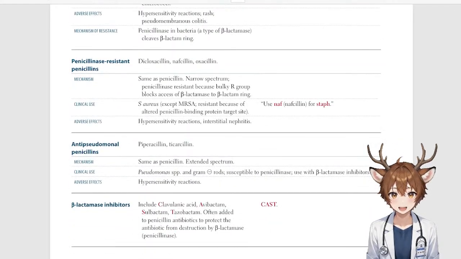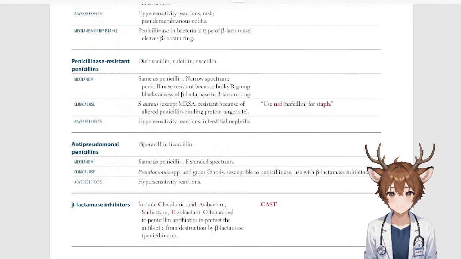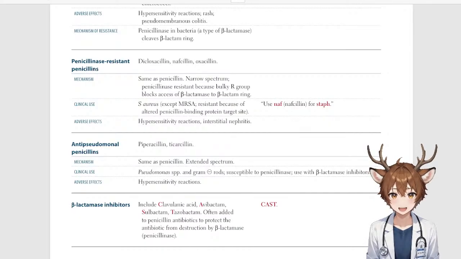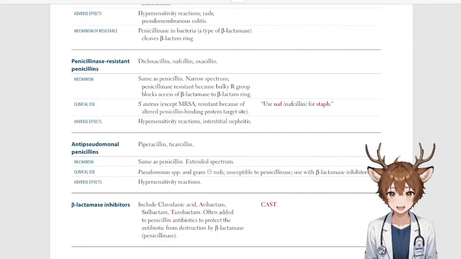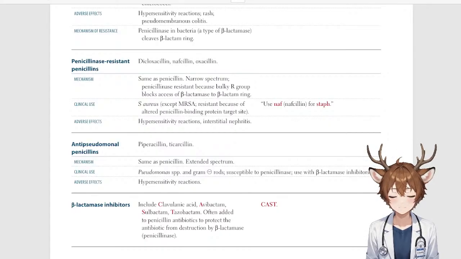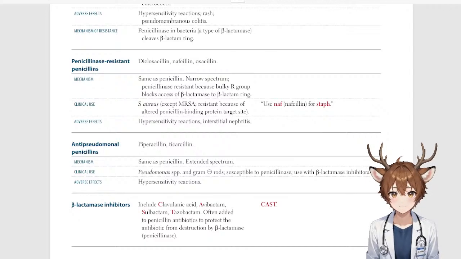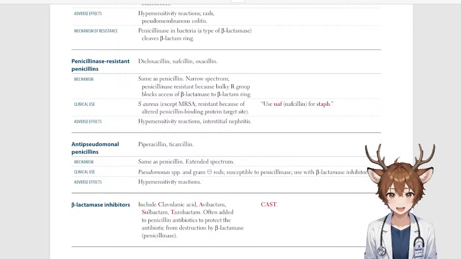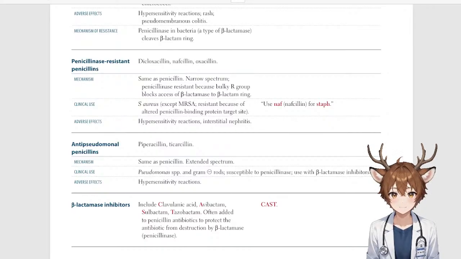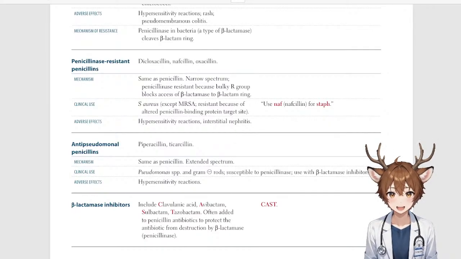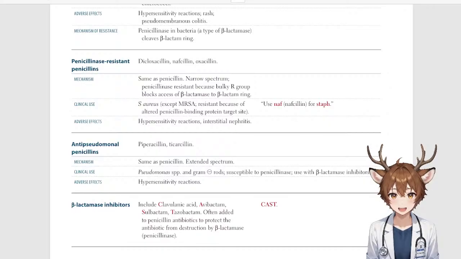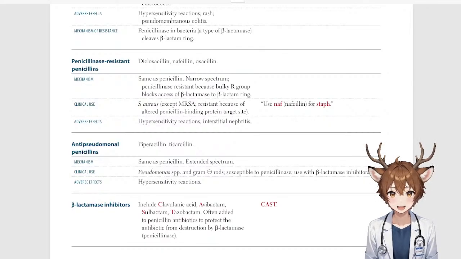What about penicillinase-resistant penicillins? Dicloxacillin, nafcillin, oxacillin. The mechanism, same as penicillin, narrow spectrum. Penicillinase resistant because a bulky R group blocks access of beta-lactamase to the beta-lactam ring. Clinical use: Staph aureus except MRSA. Adverse effects: hypersensitivity reactions, interstitial nephritis. And also, by the way, when it comes to the clinical use, Staph aureus except MRSA, it says here, use NAF for staph. Nafcillin for staph.